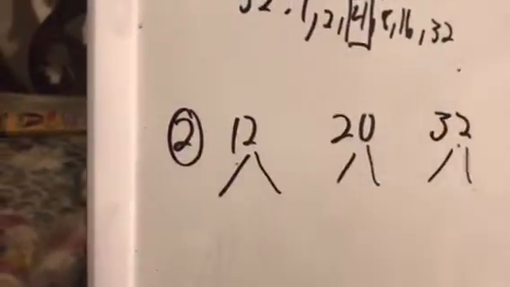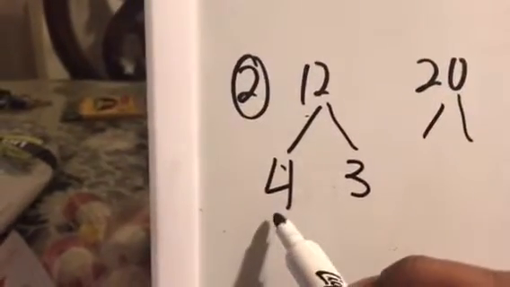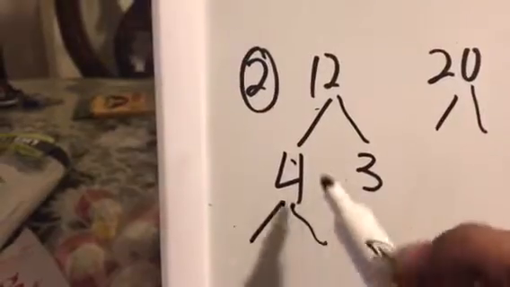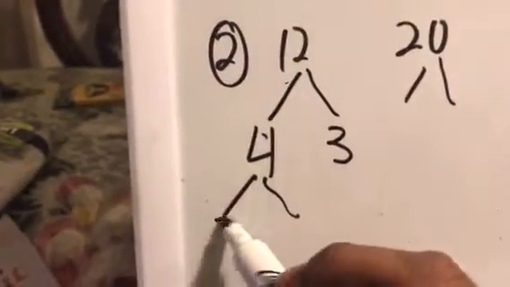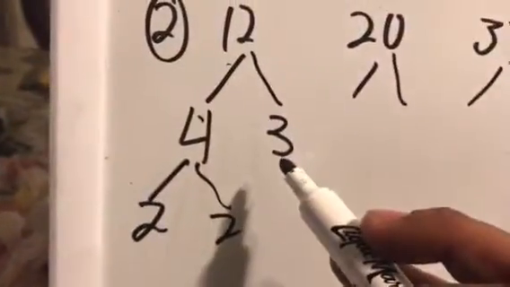So what two numbers equal 12? The ones that come to the top of my head are 4 and 3. So we could break this down more. Two numbers that equal 4 are 2 times 2. We cannot factor 3.